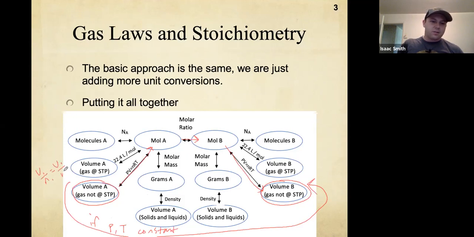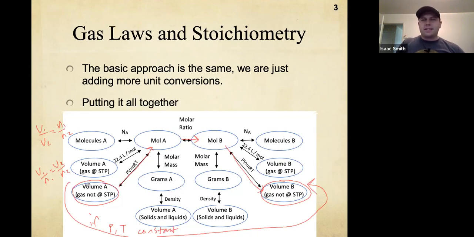And if Avogadro's law works, then you can use mole ratios as volume ratios, right? You could rearrange this to look like V1 over V2 equals N1 over N2, okay? So your volume ratio can be equal to your molar ratio in this case.